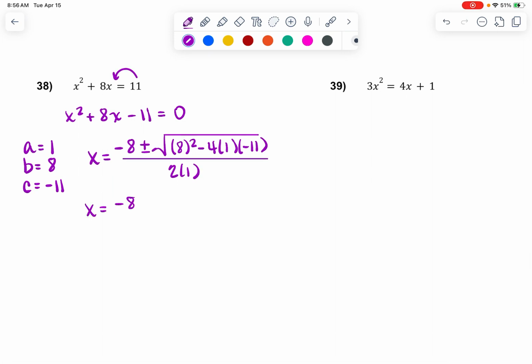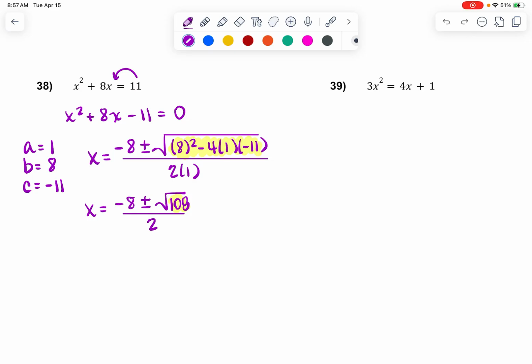All right, I'm going to do the same thing I always do. Kind of set my little template up for step 2. Go ahead and multiply my 2 times 1, and then go ahead and grab my calculator and simplify all that stuff underneath the square root. Oops, I mistyped that. Negative 11. There we go. And I'm getting 108 for my discriminant underneath there.